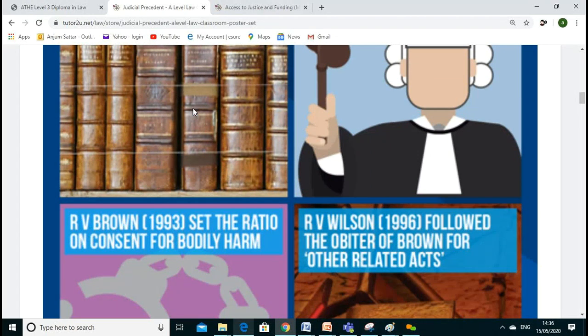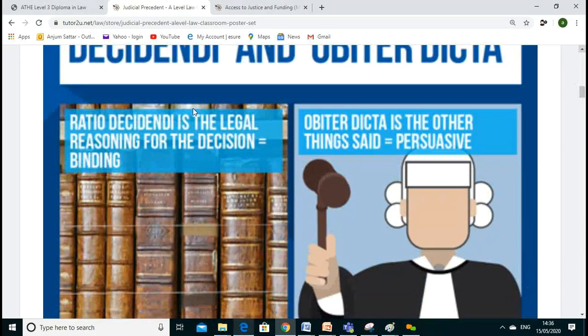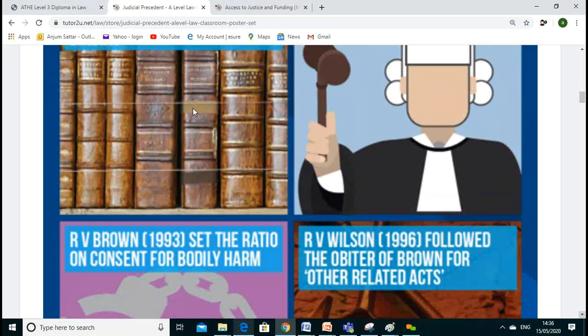Then, here, the ratio, for example of consent for bodily harm. We need to be concerned about consent there, and the reason behind why somebody harmed others. Is there any reason behind it in the case? Perhaps it is due to mental health issues, which is a huge discussion at the moment. What about the next, other related facts?